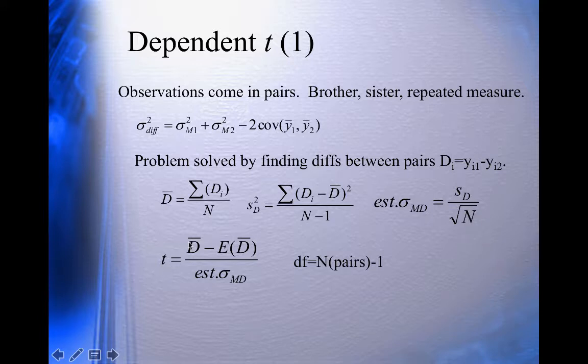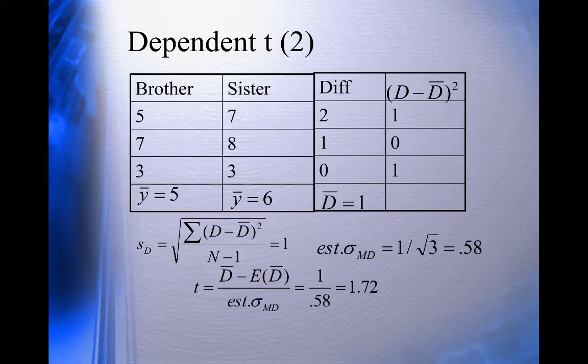And then t will be d bar, so what's your mean, minus your expected value here, so this would be mu, whatever your hypothesis is, and you divide through by your estimated standard error. Degrees of freedom is the number of pairs minus 1. So this is, it doesn't look exactly like it, but this is really the same formula as what we did for our single sample t.